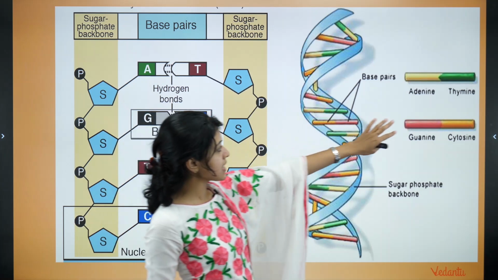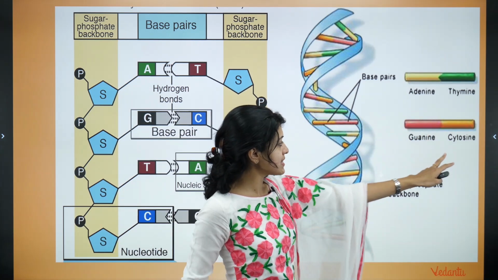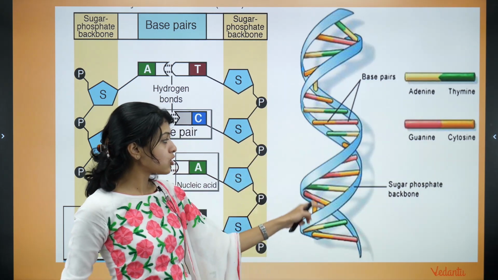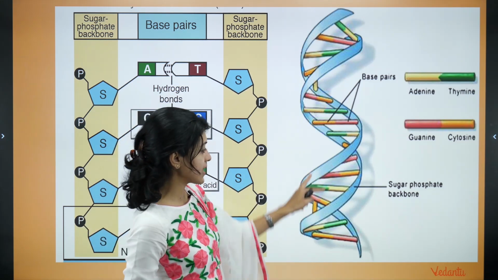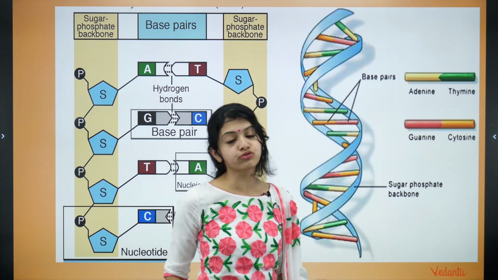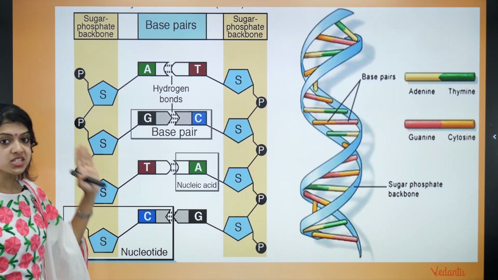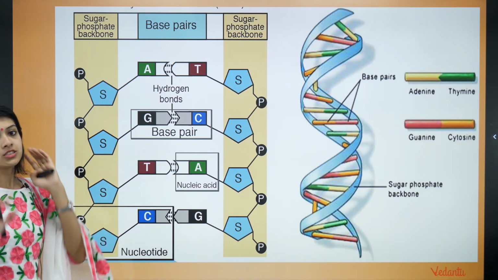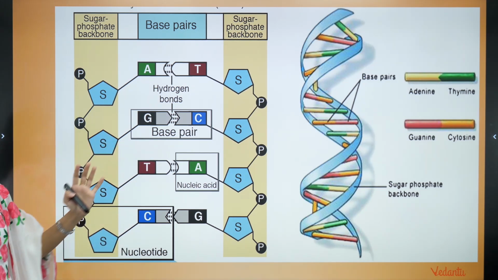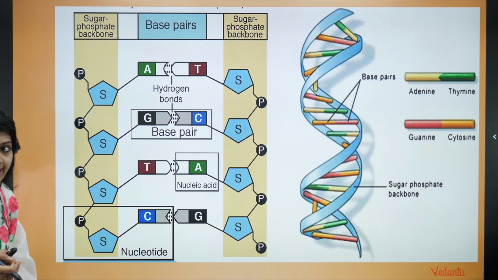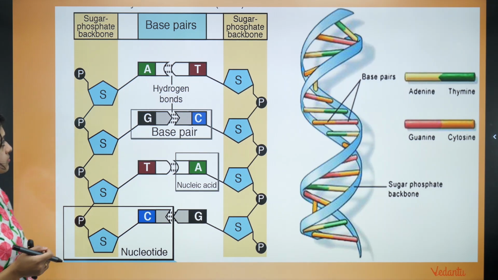Here again, you can see adenine, thymine, guanine, cytosine. You can see the color coding also that way, and the blue strands here are your sugar phosphate backbone. Just take 4-5 seconds, compare these two and get it clear in your head. Okay, children?